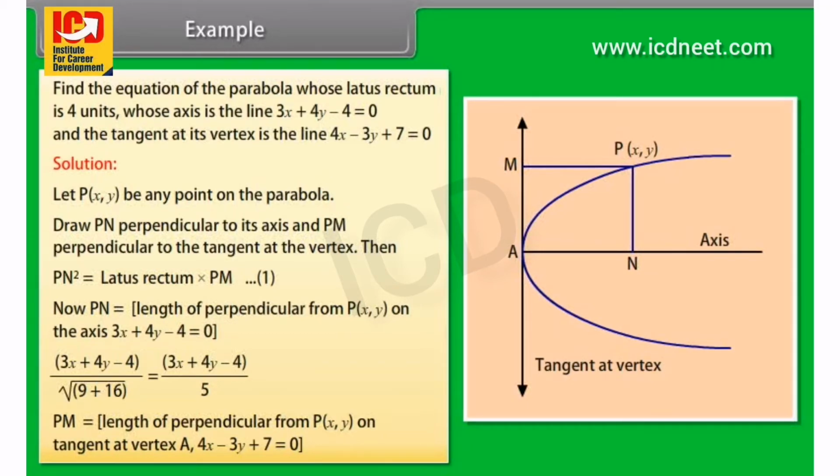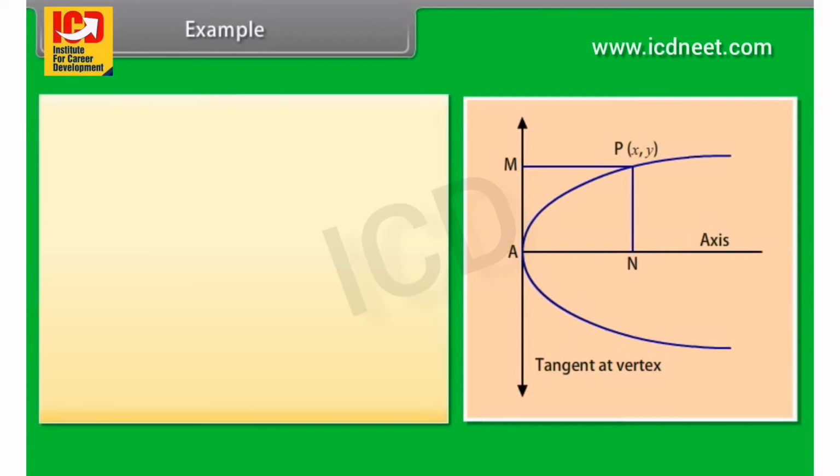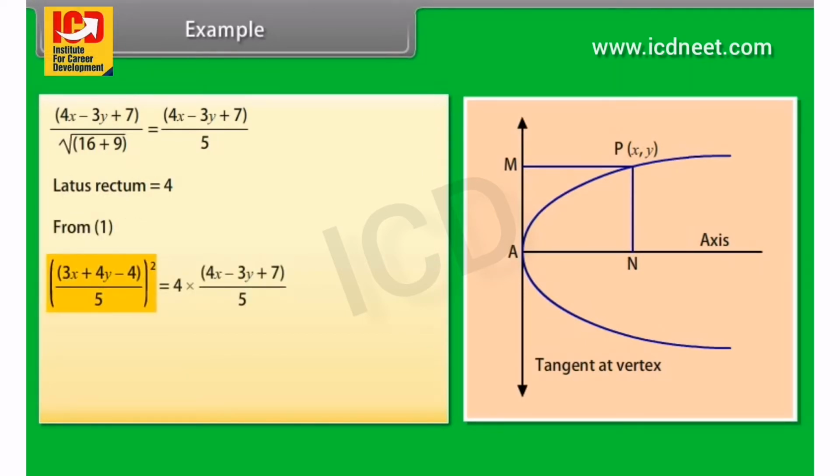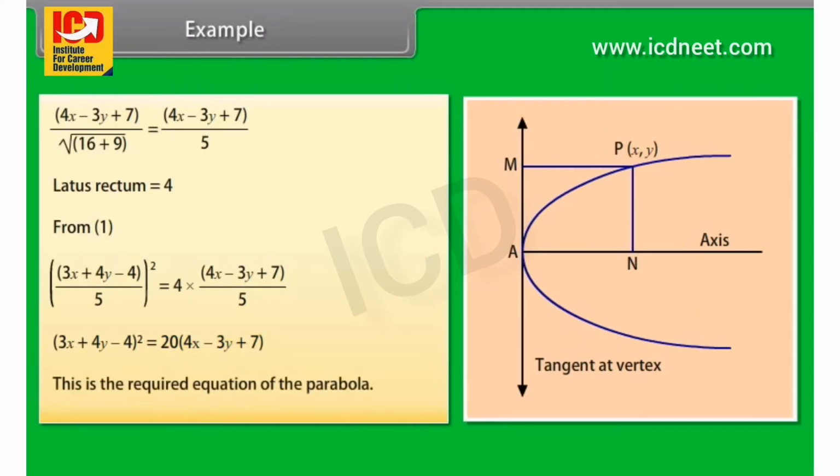PM is equal to length of the perpendicular from P(x, y) on the tangent at vertex A, 4x minus 3y plus 7 is equal to 0, which is 4x minus 3y plus 7 upon under root 16 plus 9, equal to 4x minus 3y plus 7 upon 5. Latus rectum is equal to 4. From equation 1, (3x plus 4y minus 4 upon 5) whole square is equal to 4 into (4x minus 3y plus 7 upon 5). So (3x plus 4y minus 4) whole square is equal to 20 into (4x minus 3y plus 7). This is the required equation of the parabola.